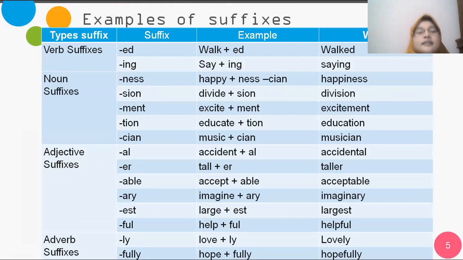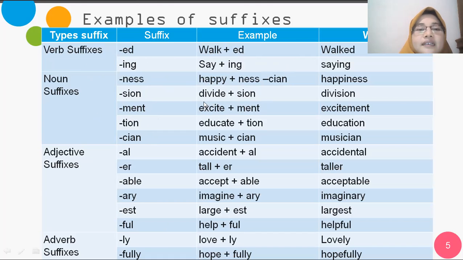And then let's come to suffix. A suffix is an addition that comes at the end of the word, such as the suffix ed or ing. This is a kind of verb suffix, such as walked and then saying. And then there are noun suffixes, such as ness, tion, ment, ian. You can see the examples.